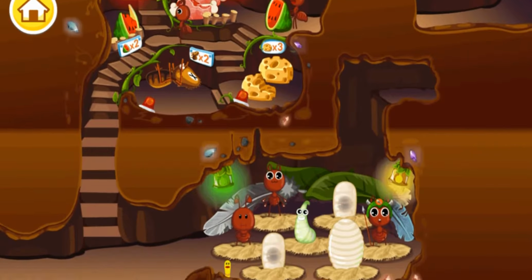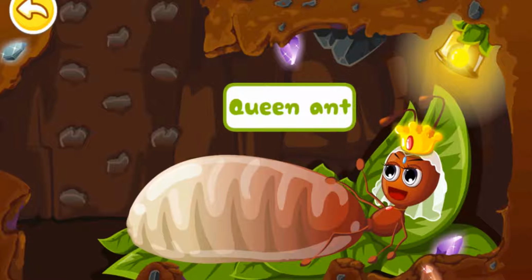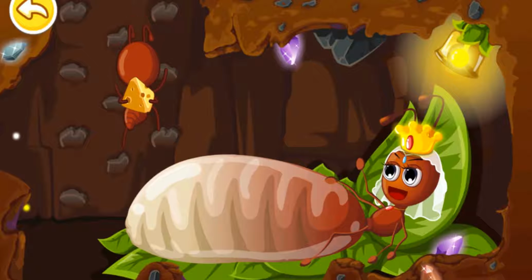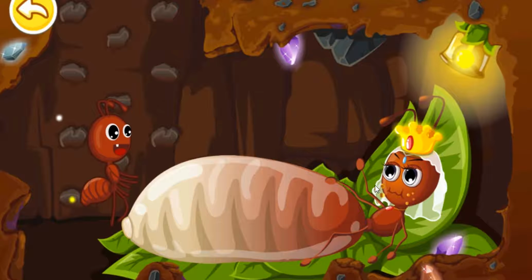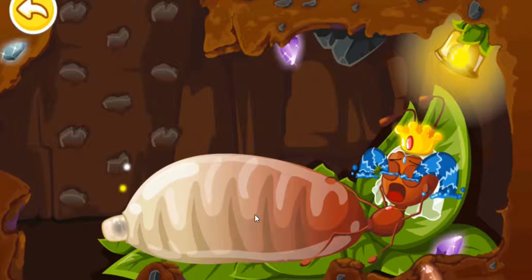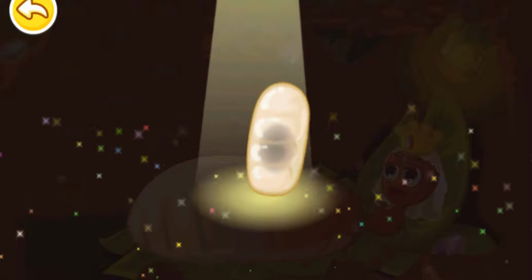The underground ant colony is a really impressive place. Queen ant! Look, the queen is ready to give birth. A new member to our family.